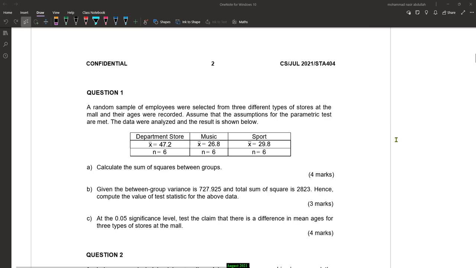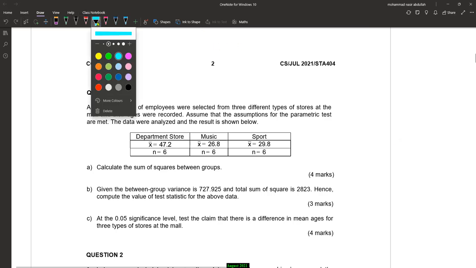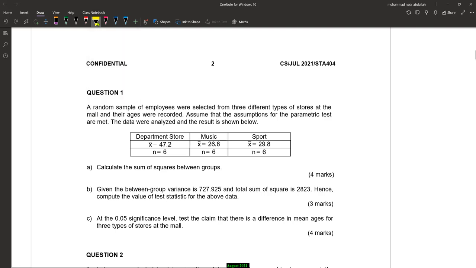A random sample of employee was selected from 3 different types of store at the mall, and their age were recorded. Assume that assumption of parametric tests are met. So assumption of parametric tests means that the normality assumption, right? So that one is the main assumption of parametric lah. And so the data are normally distributed lah.